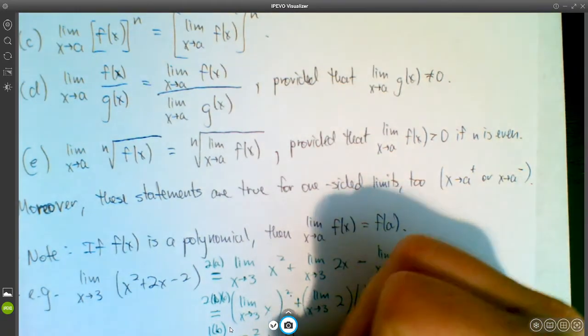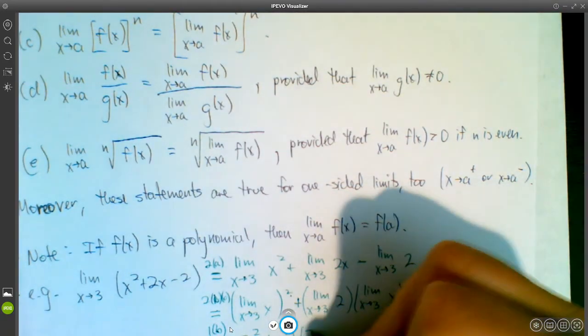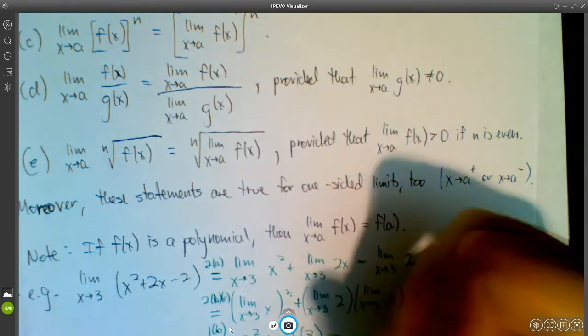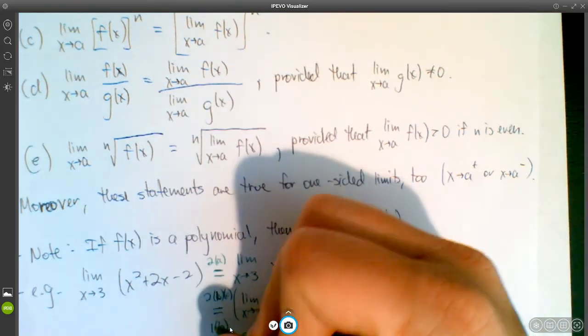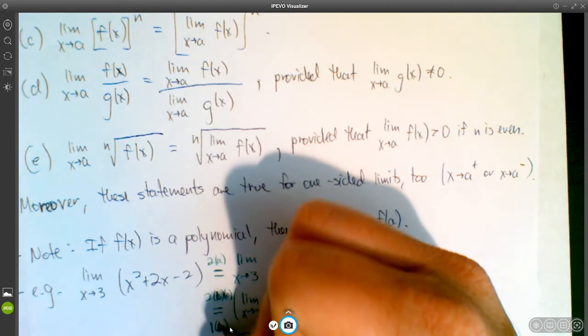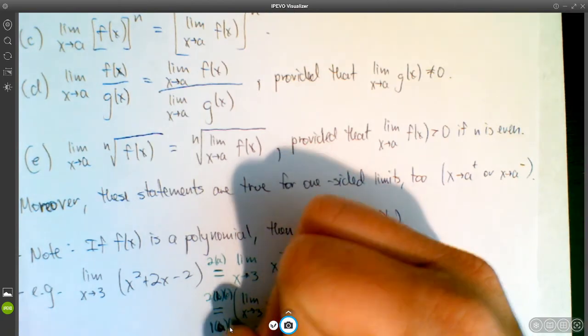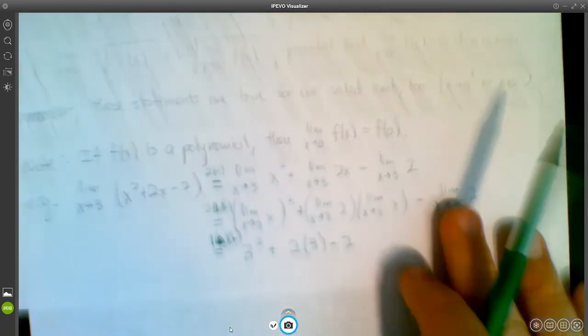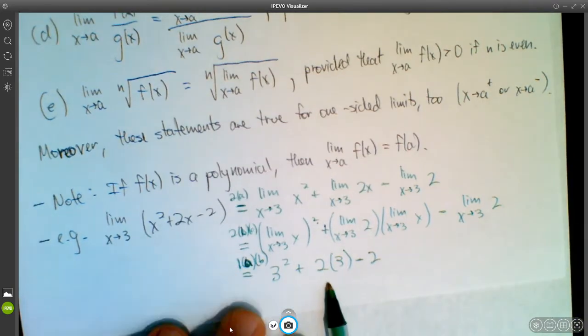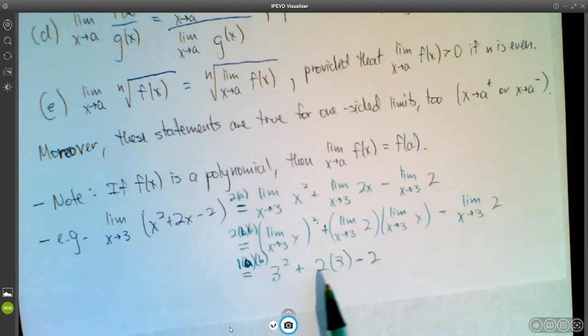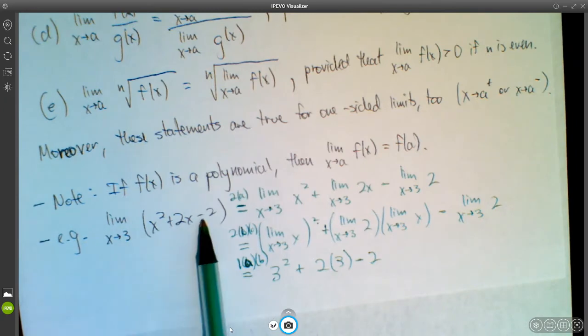So this is plus 2 times 3 minus 2. So I guess this is because of parts a and b that I'm able to say this. But what you'll notice is that this is just exactly what I would have gotten if I had just gone ahead and replaced x with 3 from the very beginning.